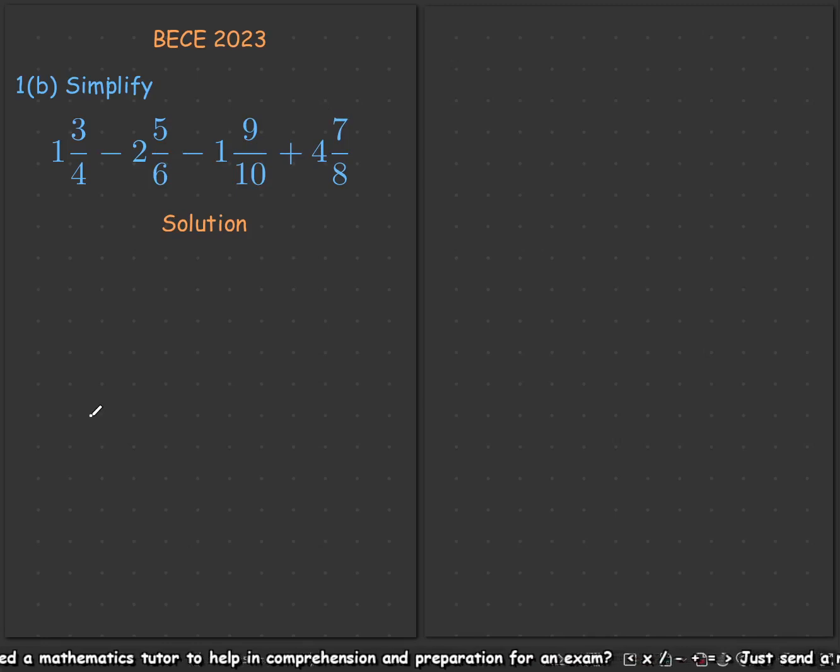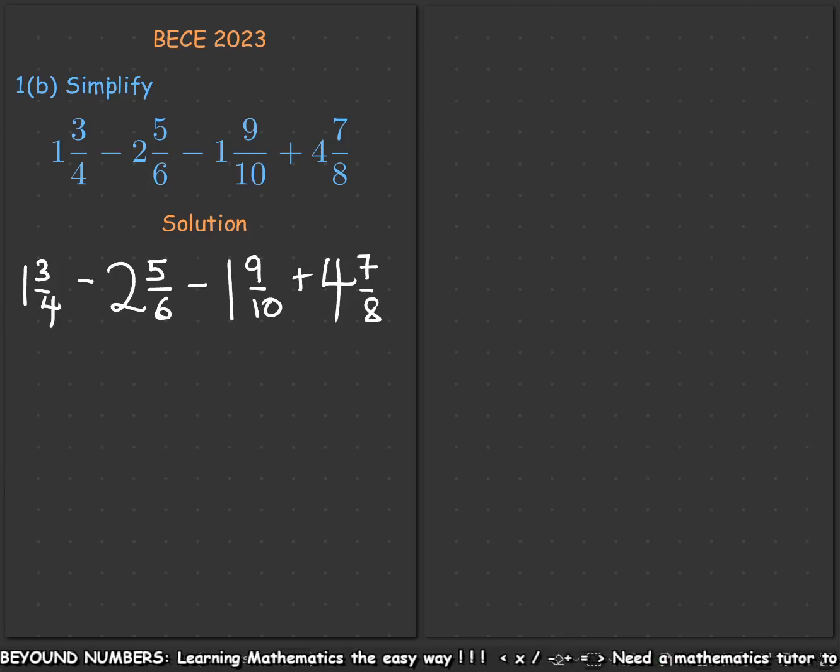This question is trying to test your understanding of addition and subtraction of integers, and it also wants to know how well you understand fractional operations. So without much ado, let's quickly look into it. So this is what we have over here.